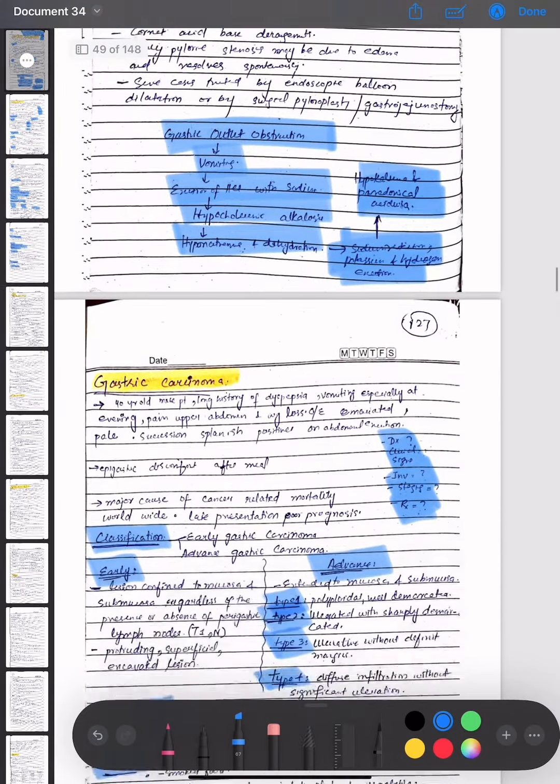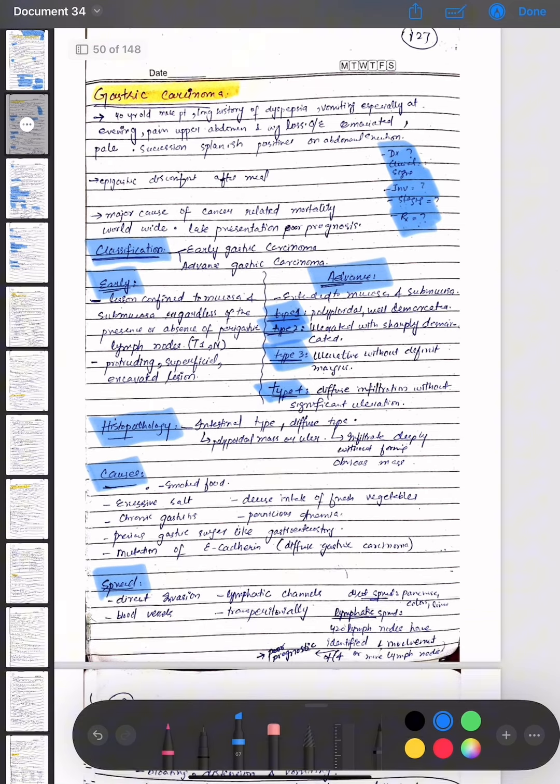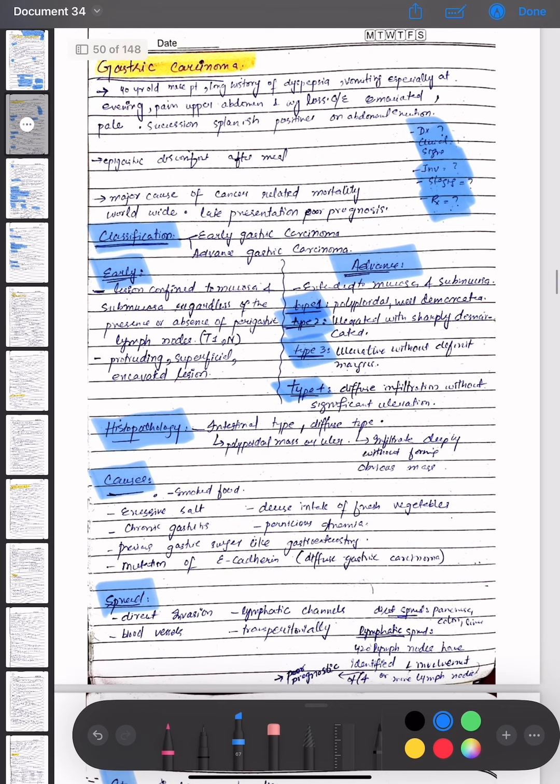gastric carcinoma. The scenario: a 40-year-old male patient with a long history of dyspepsia, vomiting especially in the evening, pain in the upper abdomen and weight loss. On examination, emaciated, pale, succussion splash positive on abdominal examination. So what is the epigastric discomfort after a meal?